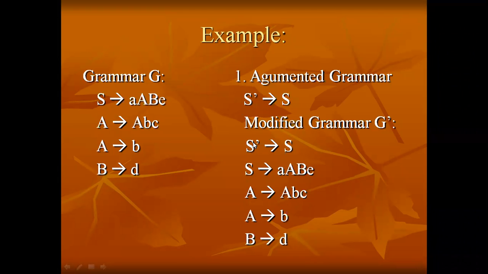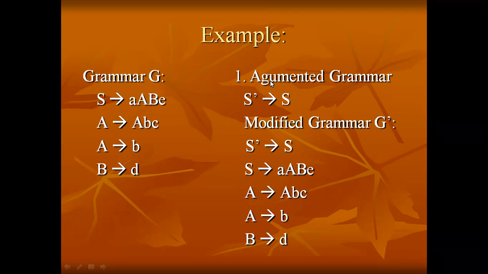And see here, along with the S dash tends to S, now you should write all the remaining rules from the grammar G. This is the grammar G dash. For this grammar G dash, we are constructing the closure function and the goto function. Make a note of this. This is point number 1, that is step number 1.